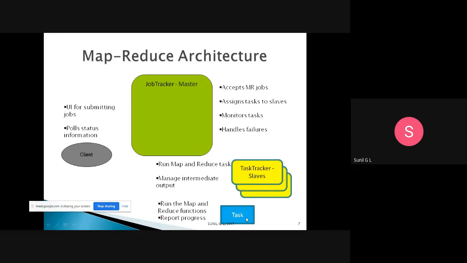The job tracker accepts the job, and after that it will assign the tasks to task trackers, monitor the tasks, and handle the failures. Task trackers run the map reduce tasks and manage the intermediate output. And the task runs the map and reduce functions and reports the progress. So this is the architecture of map reduce.